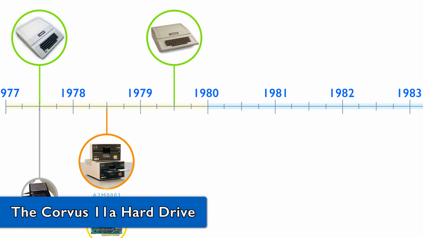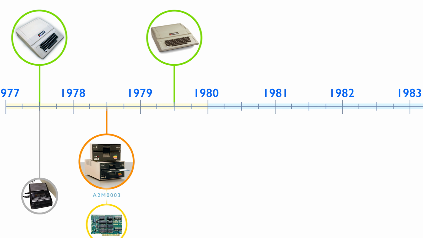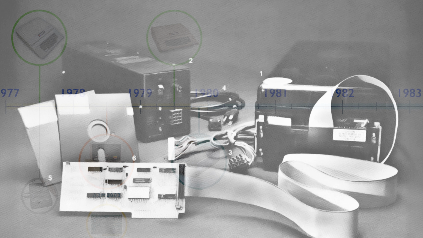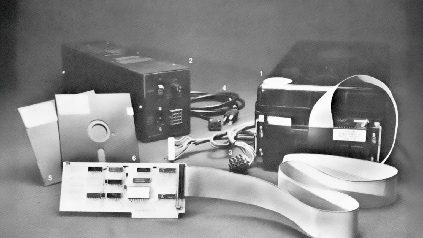Then, just before the end of the decade, in late 1979, the Corvus 11A hard disk was released for the Apple II. You can see here that it's an absolute unit of a drive. It's absolutely huge, isn't it? And I'll show you some other pictures here so you can get an idea of just exactly how gigantic this thing is.